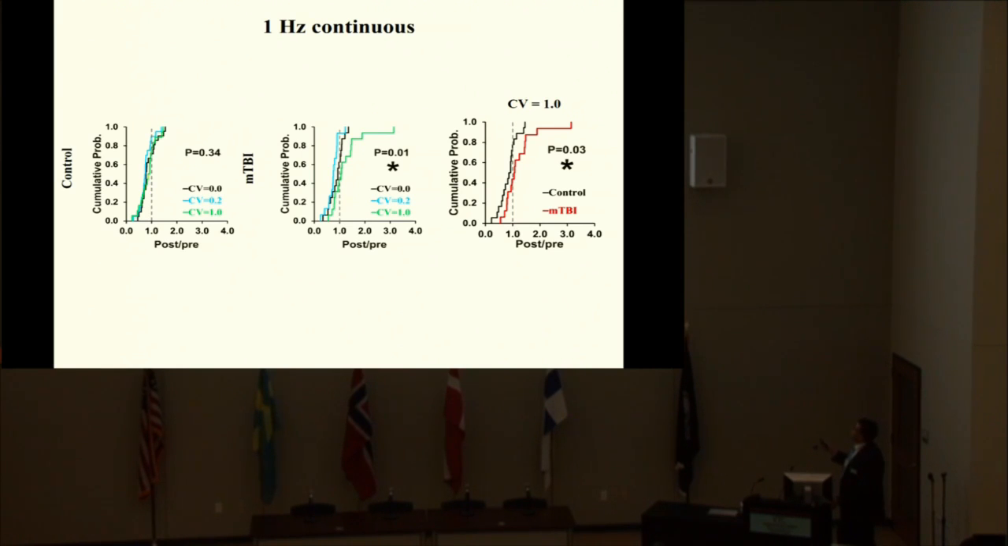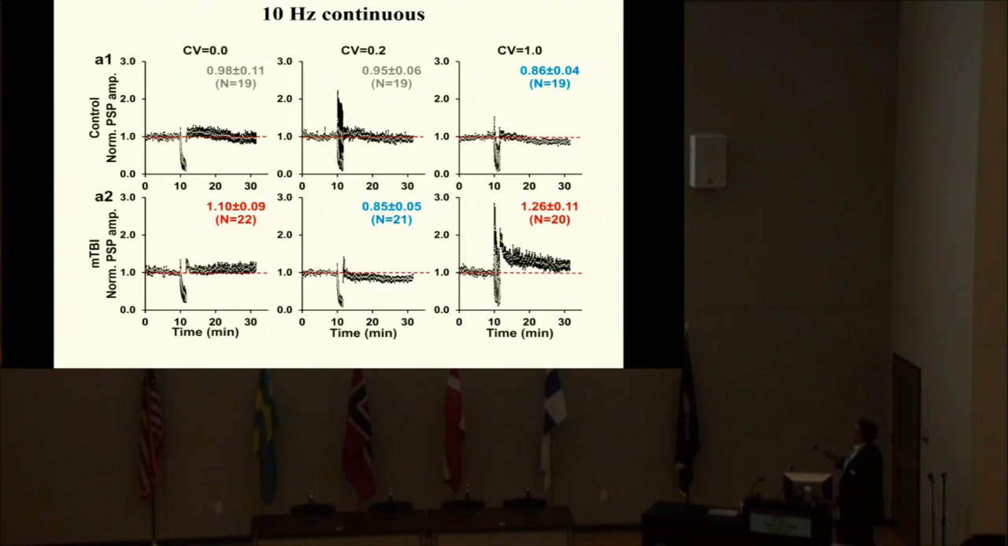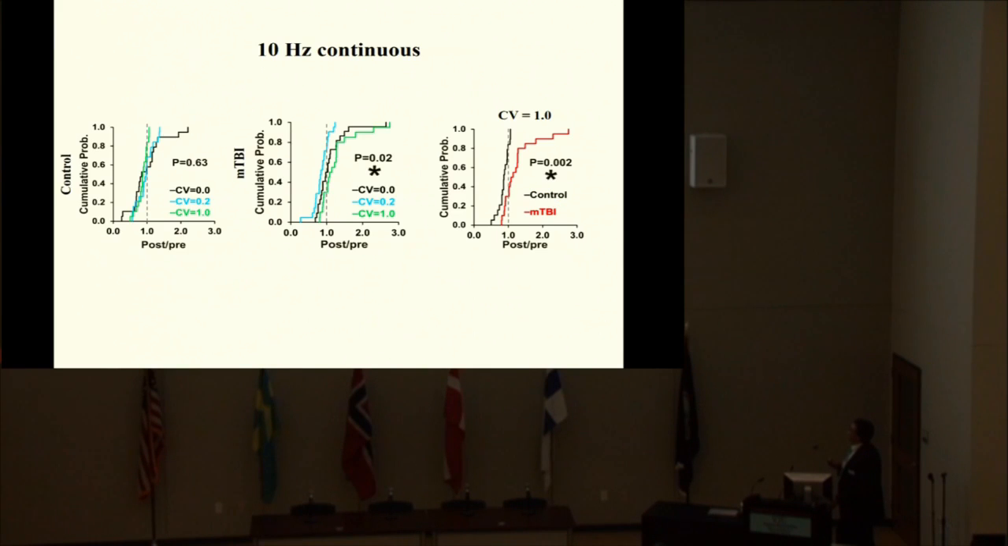These data are summarized here. I won't bore you with a lot of data, just call your attention to the right panel. It shows for the coefficient of variation the cumulative probability distribution of the synaptic plasticity outcomes, and they are different. We did it at 10 hertz, and again, due to time, I'm just going to cut to the chase here. Once again, here's where we saw the difference. With the irregular patterns at a coefficient of variation of 1, completely opposite response in the injured brain versus the normal brain. And this, once again, just summarizes the statistical data for that.